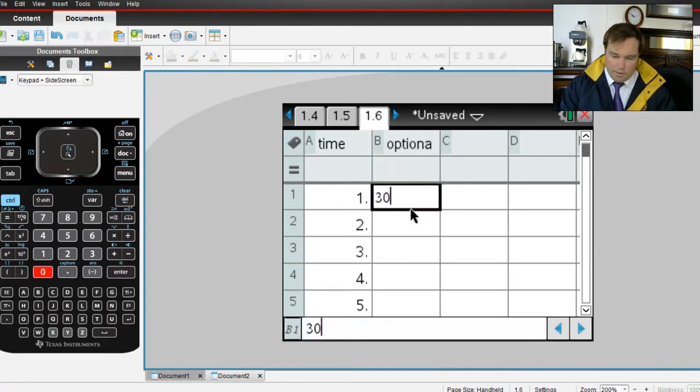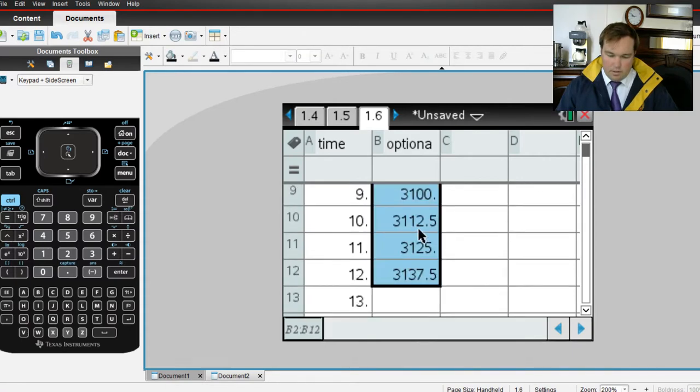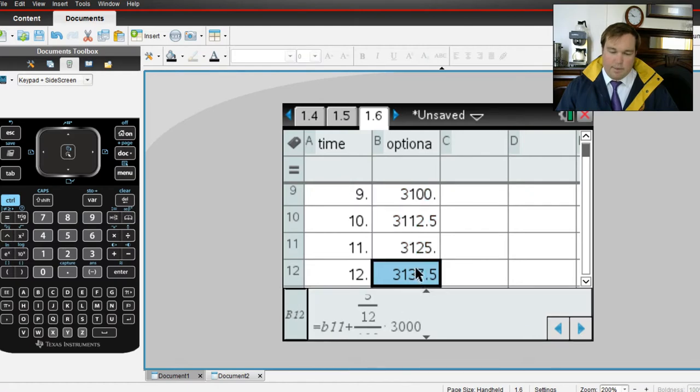And option A starts off with $3,000. And then to get to the next step in option A, we did the one above, and then we added on 5 on 12, 5 on 12 on 100 multiplied by 3,000. So in 1 month, it goes up $12.50. Let's take it down to the 12 months. That's how much it goes up over 12 months. So my mental arithmetic of saying 150 in my head was clearly wrong.